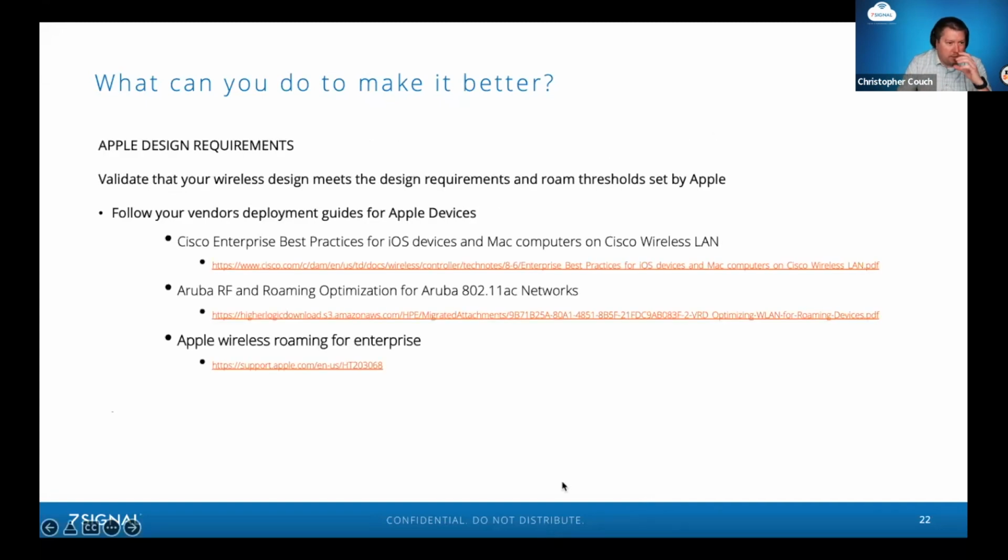For the Apple design requirements, I listed a couple of links here that we'll put in the chat. Cisco has great best practices for iOS and Mac in the wireless environment, and it's very detailed on all these things. They list everything out for you. Aruba has the same thing, specifically around the AC environments for the link I provided. And Apple has a bunch of different guides on roaming for the enterprise. You can follow these links, read what's specific to your wireless environment, and make sure you implement them correctly and that they don't negatively impact any devices other than the iOS ones.